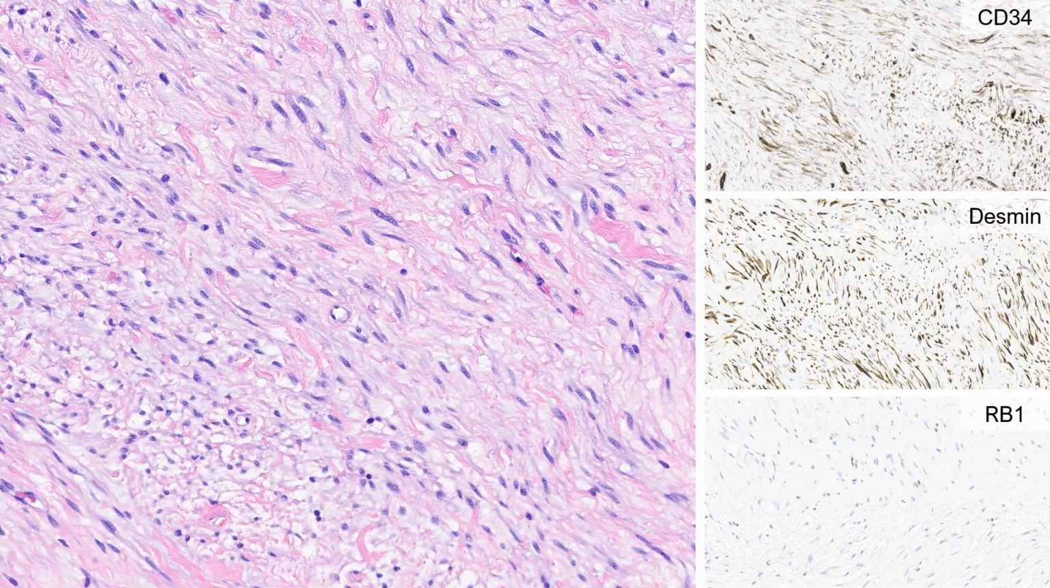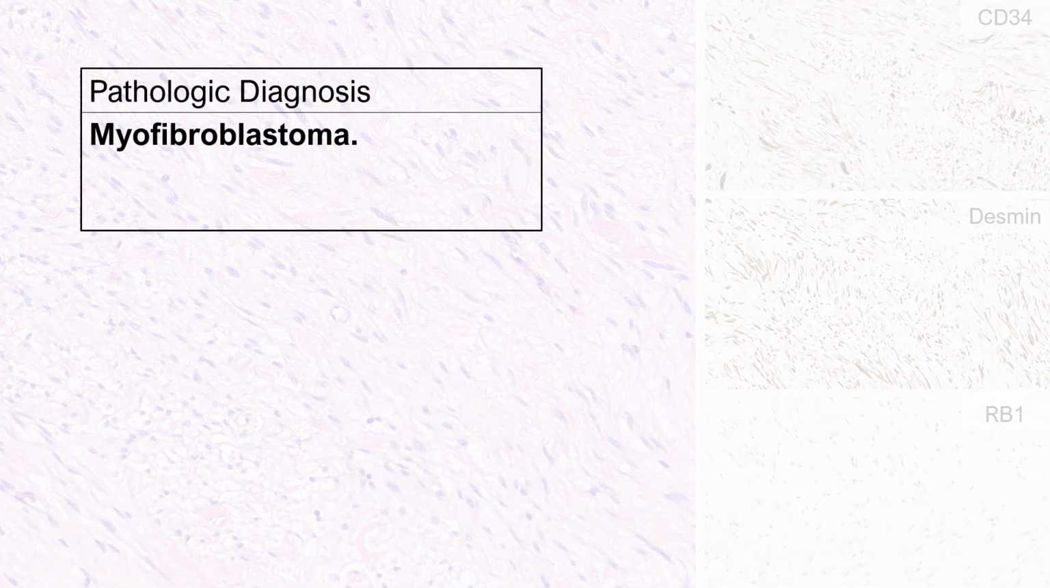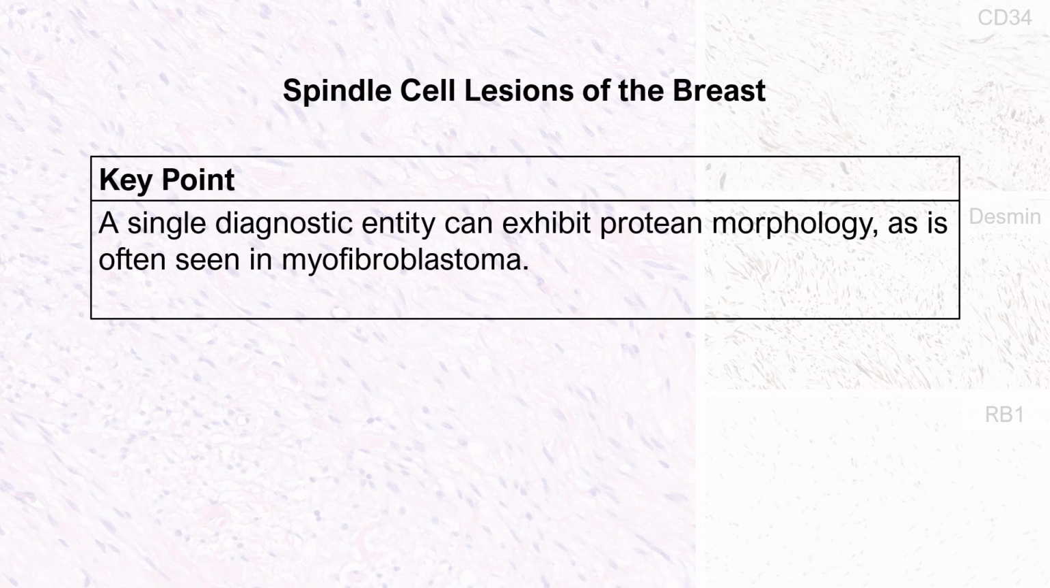However, by IHC, we saw that all of these lesions were found to be positive for CD34, positive for desmin, and had negative staining for RB1, indicating loss on a molecular level. This then supported a diagnosis of myofibroblastoma for all 4 of the pictured lesions. This, I think, emphasizes the point that a single diagnostic entity can exhibit quite protean morphology, as is often seen in myofibroblastoma.